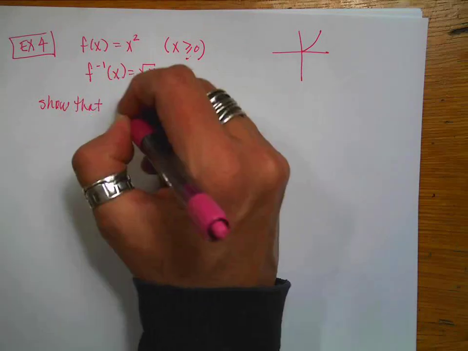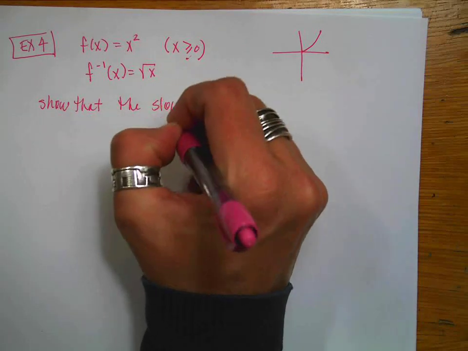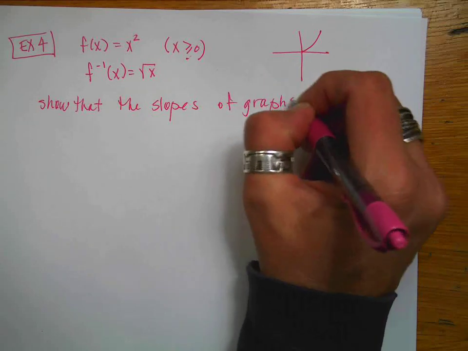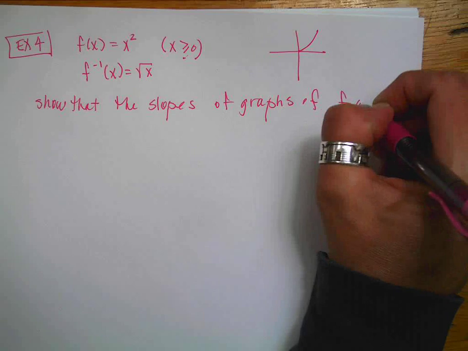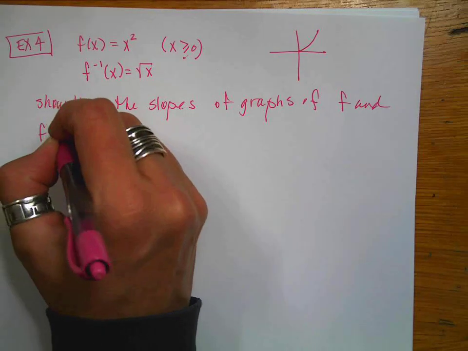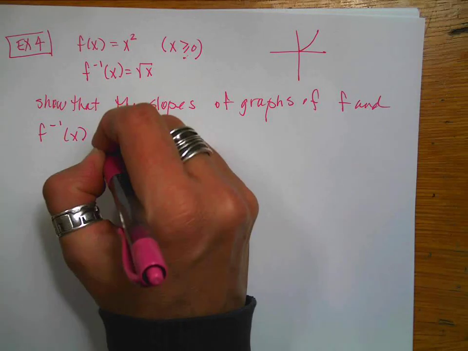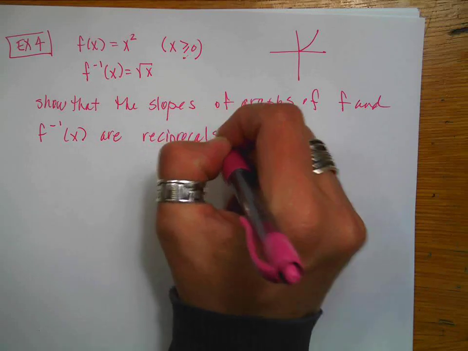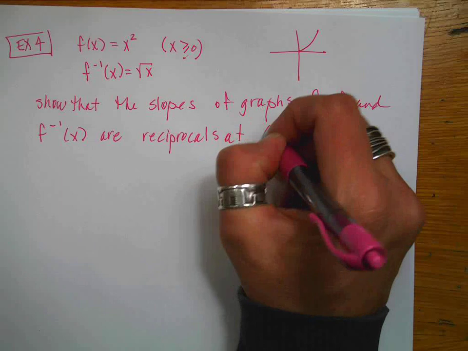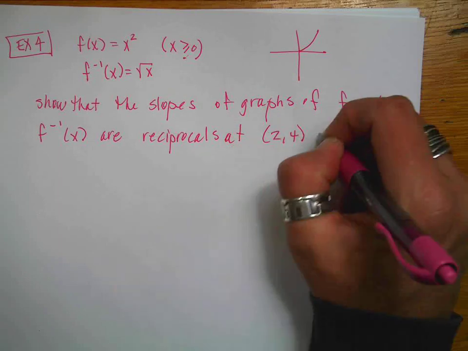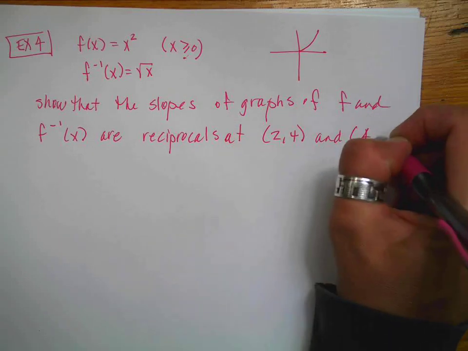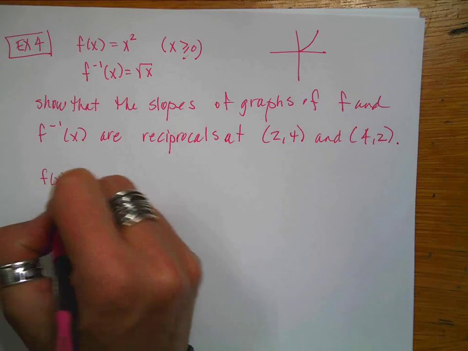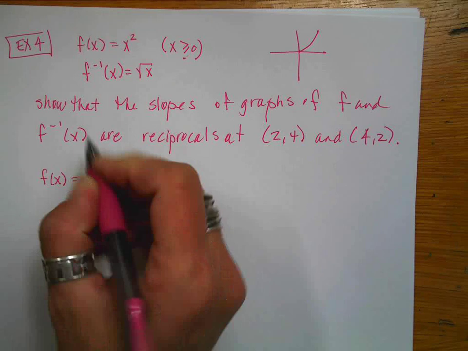And the directions say I want to show that the slopes of the graphs of f and f inverse of x are reciprocals at the points (2, 4) and (4, 2). So I'm just going to rewrite my information.